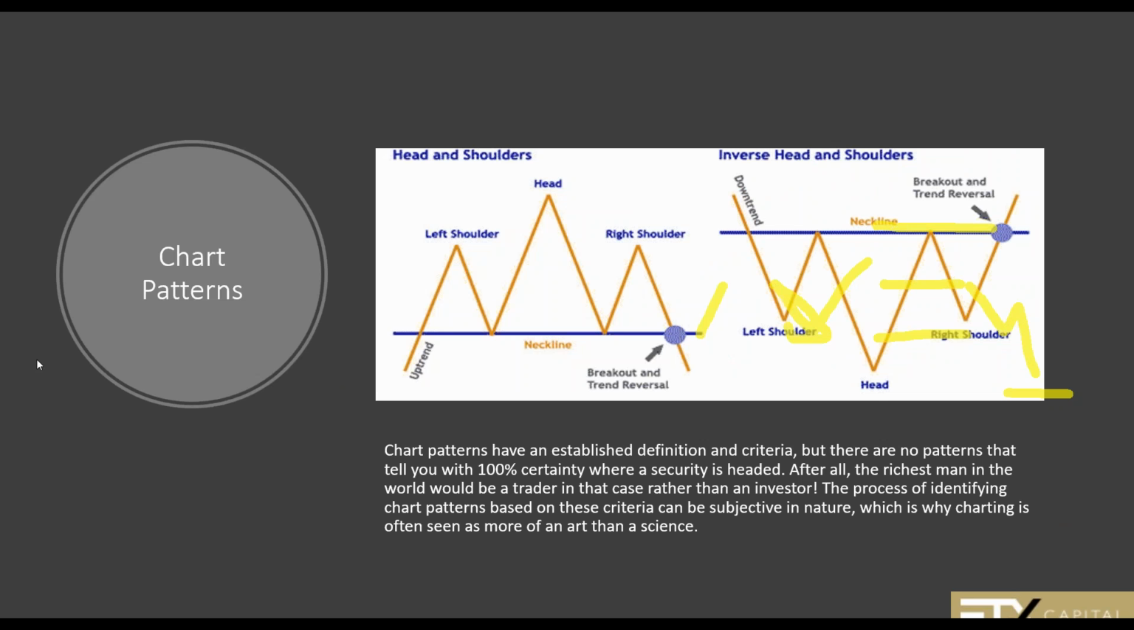So I'm going to share one more presentation with you, and then we're going to go on and talk about how we would use chart patterns, or what chart patterns will show us reversal, like the head and shoulders.